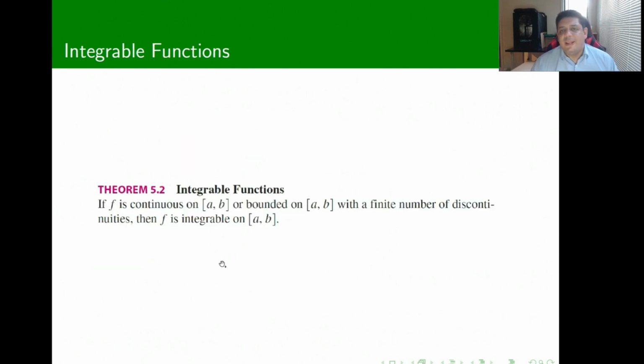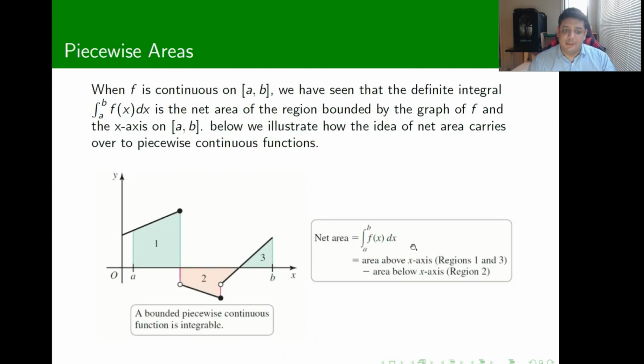Now, once we have this, we can talk about integrable functions. If f is a continuous function on the interval [a, b] and is bounded on the interval, and we can say that it has a finite number of discontinuities, then f is integrable. So it might be continuous, or bounded, or have a finite number of discontinuities. That is going to make it integrable on that interval. Okay, so let's take a look at an example with areas that have different values, positive and negative values.